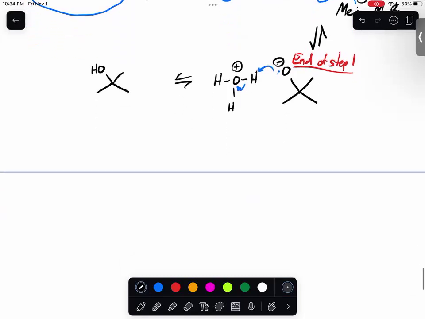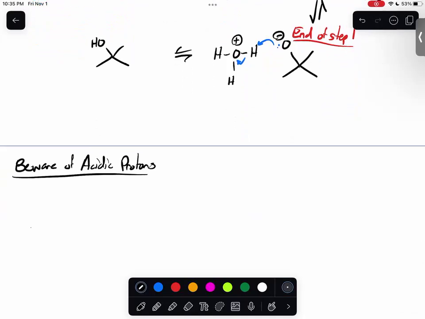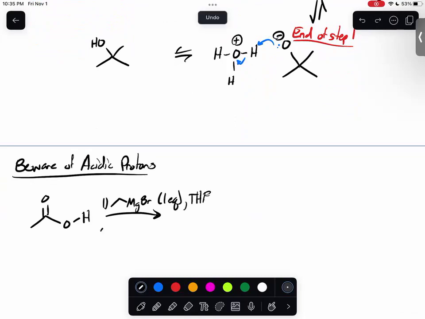Okay, that being said, there is one thing that these Grignard reagents do struggle with, and that is the fact that we've got to beware of acidic protons. Just like lithium aluminum hydride, Grignard reagents are also very basic. So let's say we wanted to take a carboxylic acid and we tossed in our Grignard, but we only did one equivalent because we were not feeling like going too crazy. Right? That in THF, and then for our second workup step, HCl and H2O.